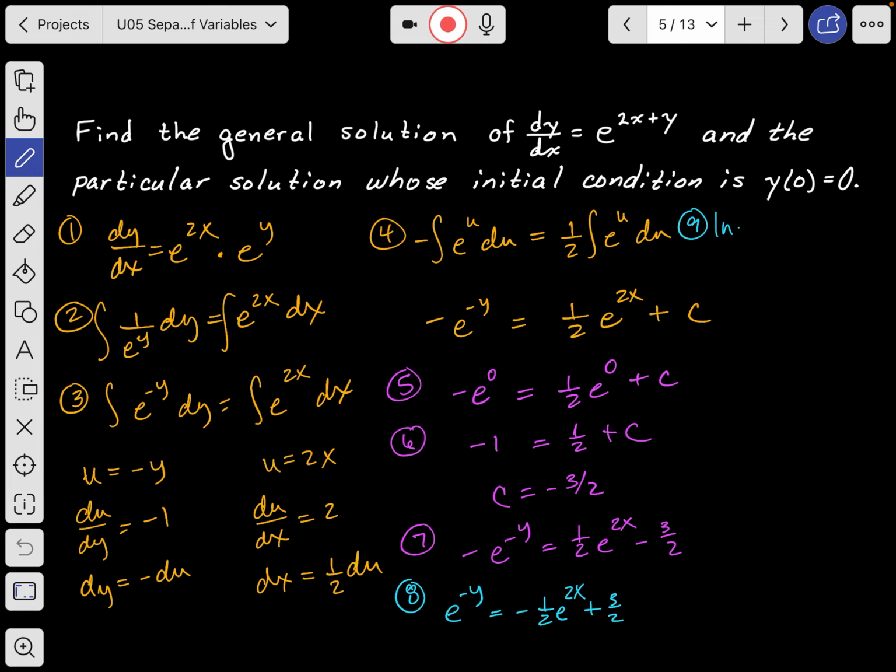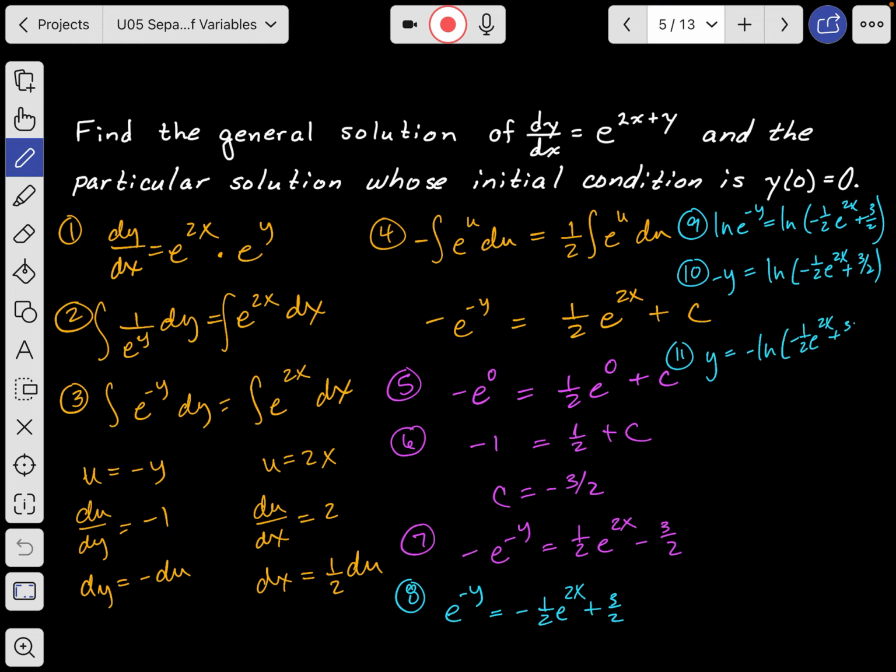And then I'm going to take the natural log on both sides. So step 9, natural log e to the negative y equals natural log of negative 1/2 e to the 2x plus 3/2. And this is going to give me in step 10 the negative y equal to all of this. And my last step, step 11, get rid of the negative. And so I'm going to have y is equal to negative ln of that. And I believe that is the final answer. A lot more algebra manipulation.